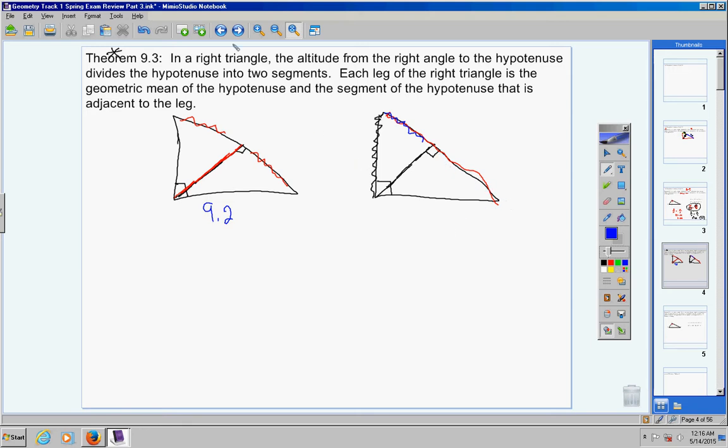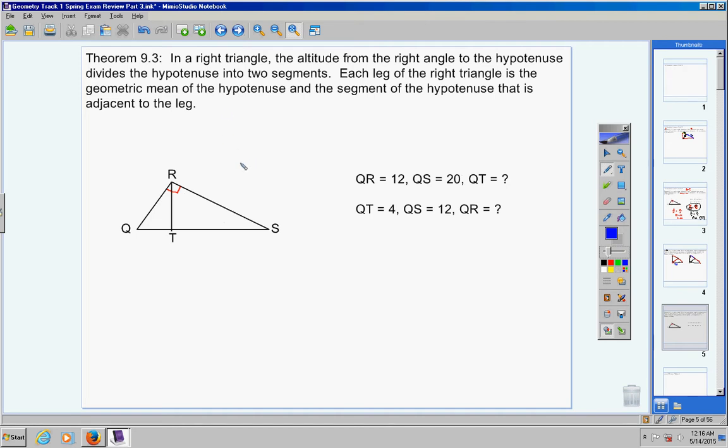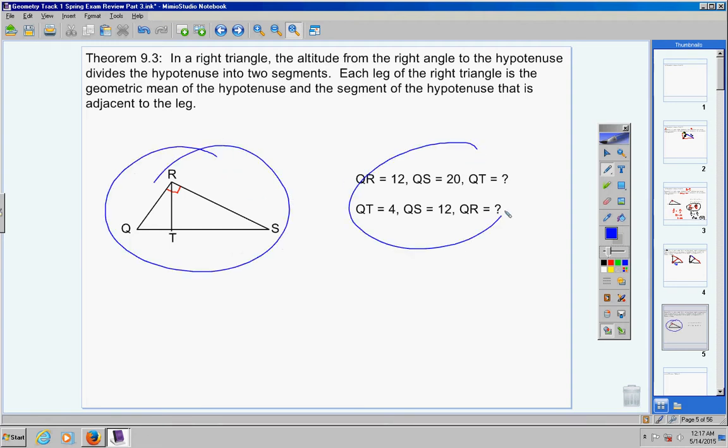Okay, so with that in mind, let's work on a problem. I will give you a second while you copy this down, okay? Please copy this triangle down, and please copy these two problems down.